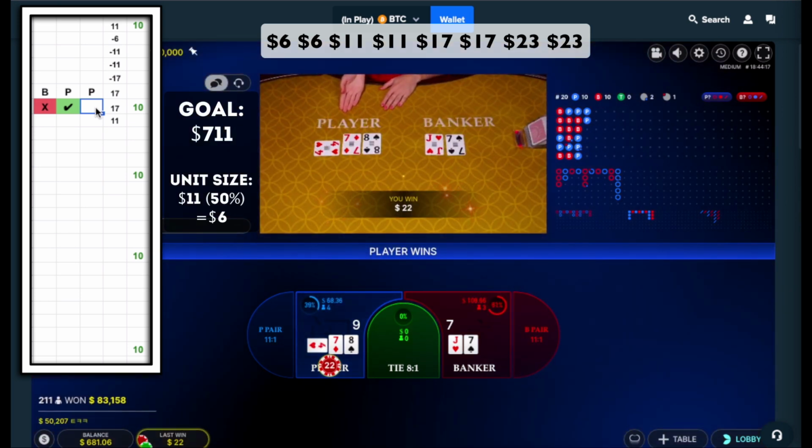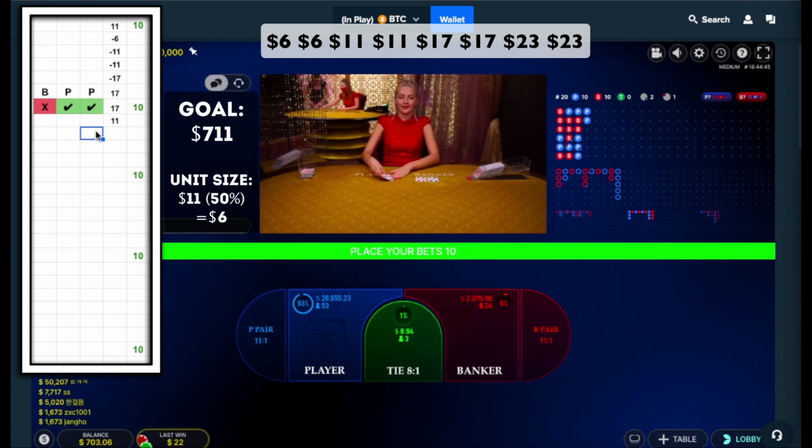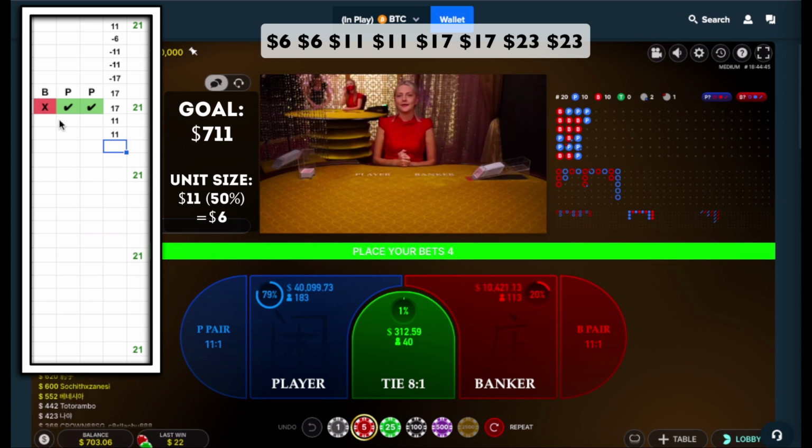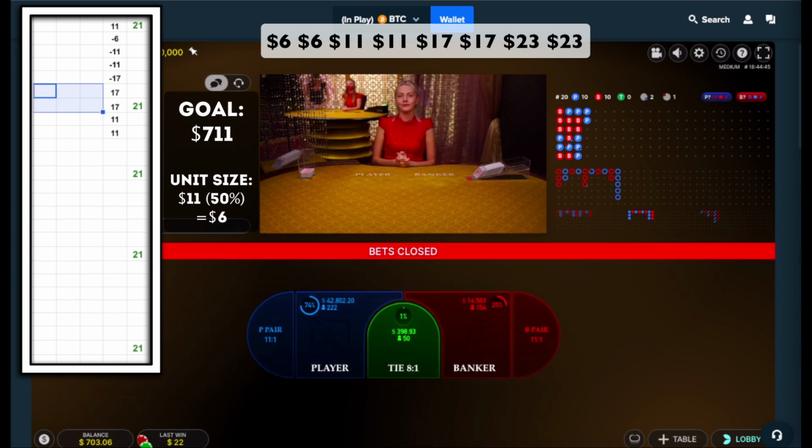Oh, we get lucky there. Player pulls it off. Plus 11. Okay, not at our win goal for the session just yet, so we're going to clear and look for a new pattern. And we're on step 2 of the progression, so back to $6 bets.